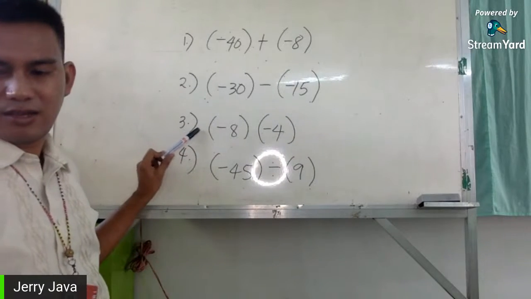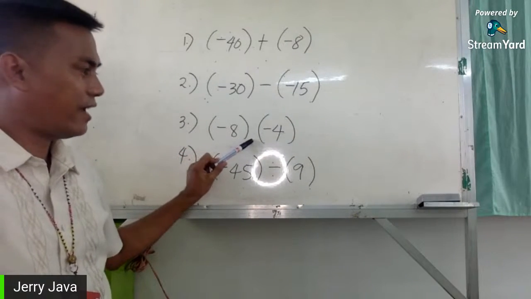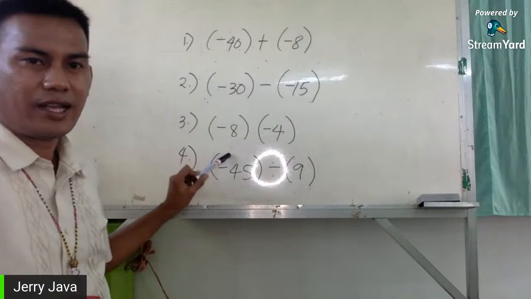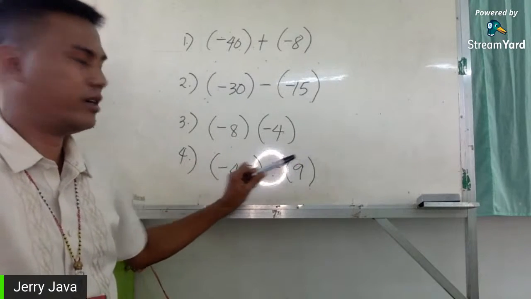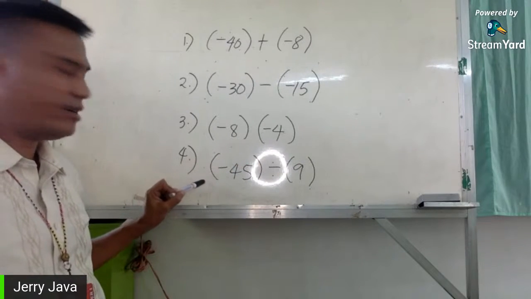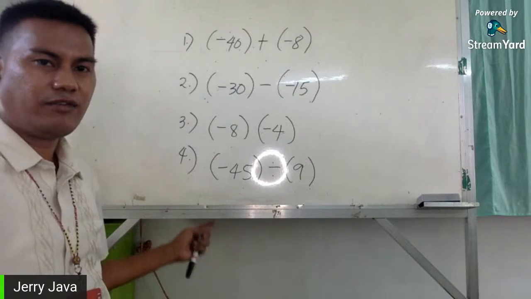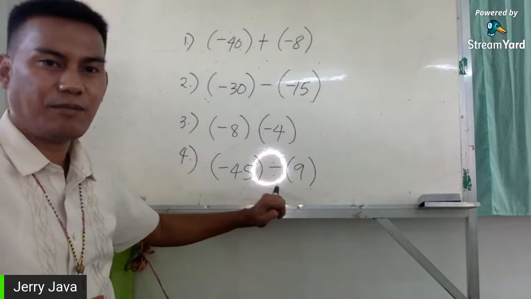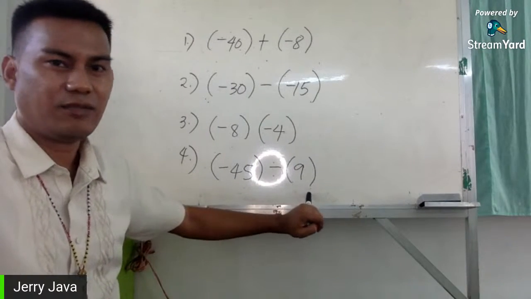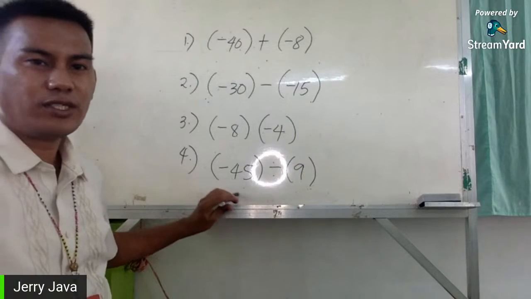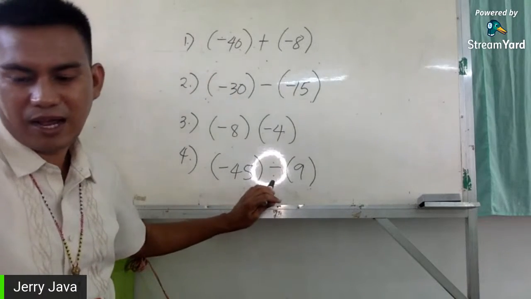Number 3, negative 8 times negative 4. Number 4, last number, this is negative 45 divided by 9.